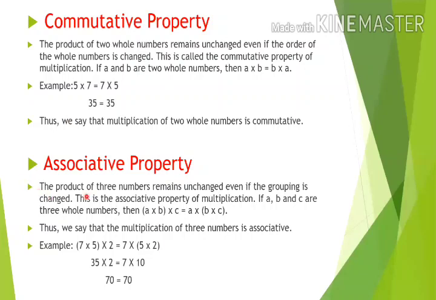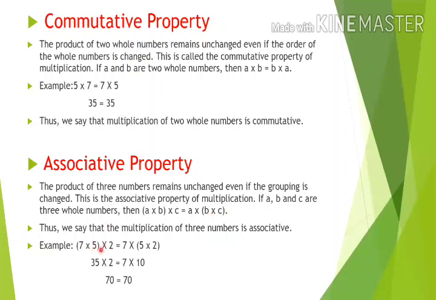The product of three numbers remains unchanged even if the grouping is changed. This is the associative property of multiplication. And as we have considered three numbers for associative property of addition, here also we will consider three numbers. If A, B and C are three whole numbers, then (A into B) into C is equal to A into (B into C). There first we have grouped together A and B. In second case, we have grouped B and C together.